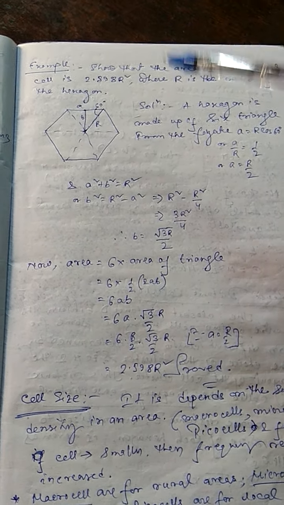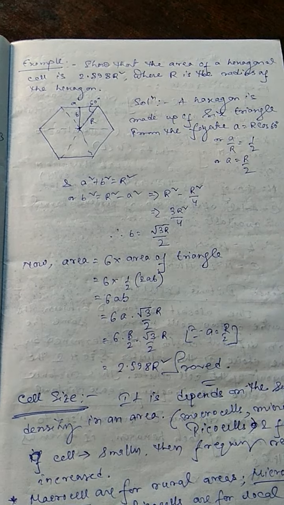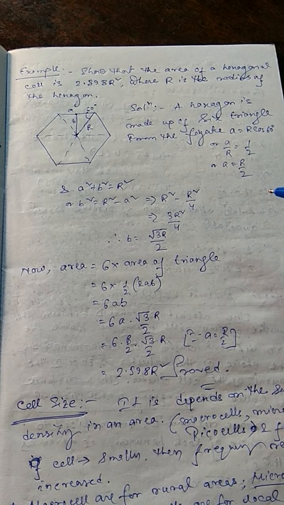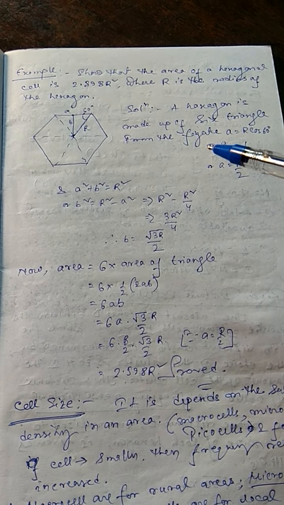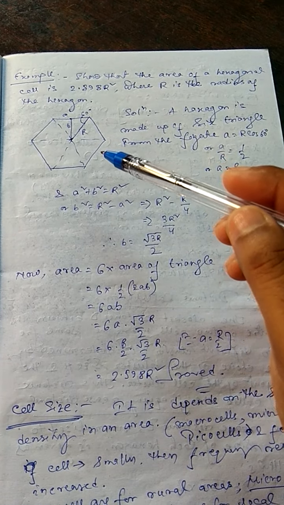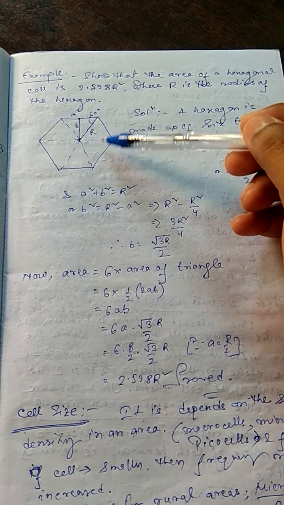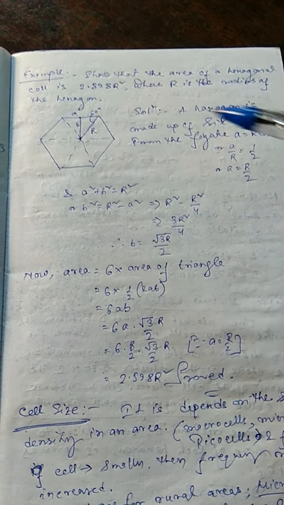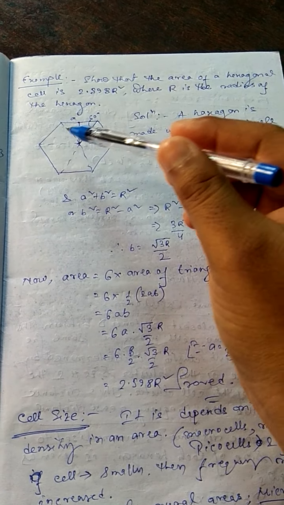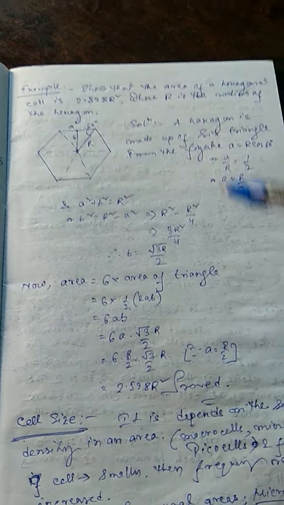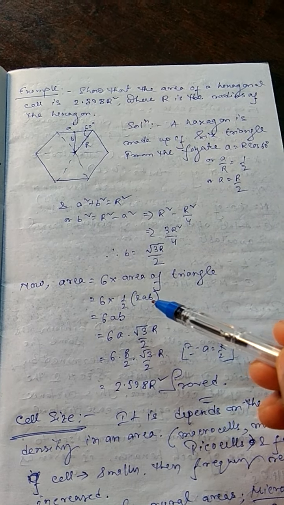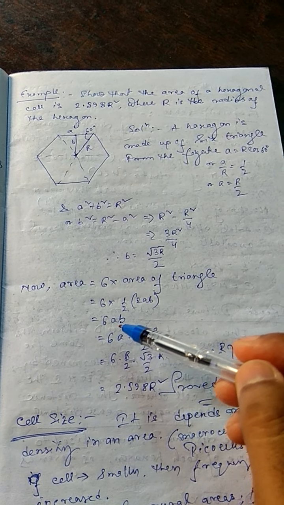Now first of all we have to find out the area of that hexagon. The area of the hexagon equals 6, because in a hexagon there are 6 triangles: 1, 2, 3, 4, 5, 6. Then 6 into the area of one triangle. The area of one triangle is half into 2a into b, so 6 into half into 2 into a into b, that means 2 nullifies and we get 6ab.